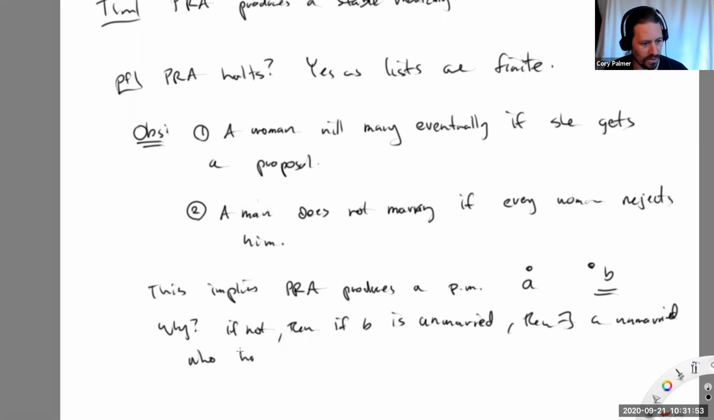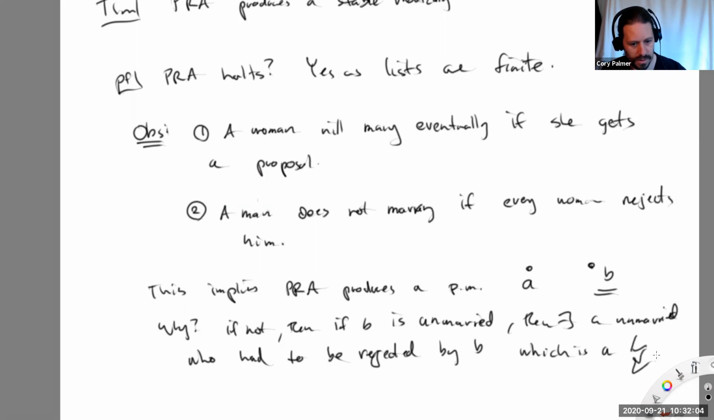who had to be rejected by B, which is a contradiction to 1. She would have had a proposal. The only way he gets rejected by B is if he proposed to B, so B should be married. So it does get us a perfect matching, okay?